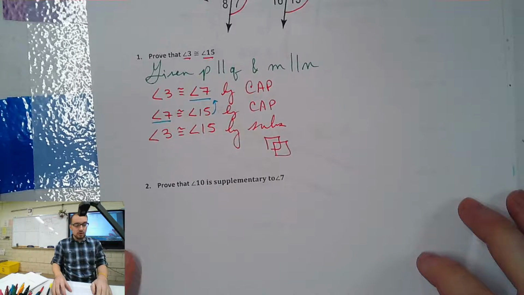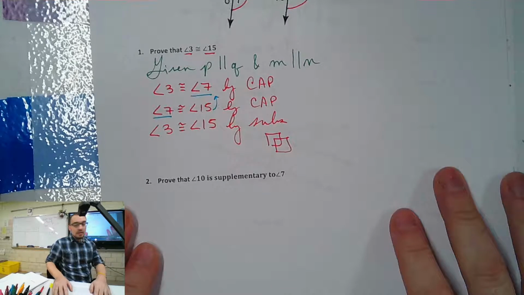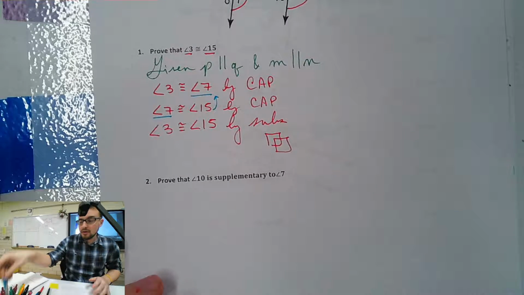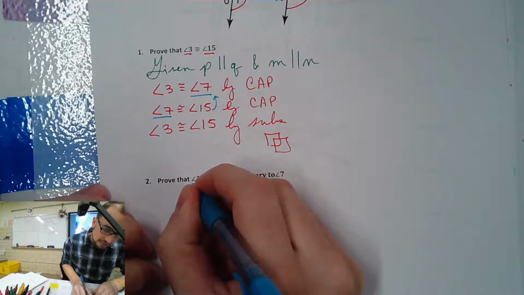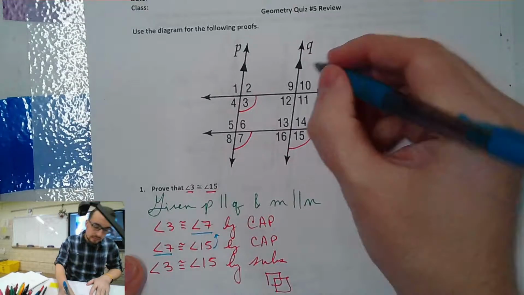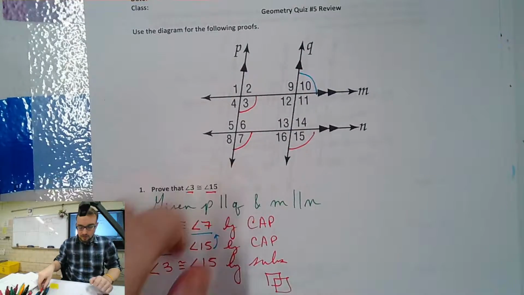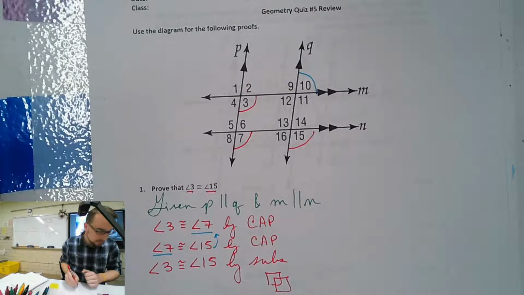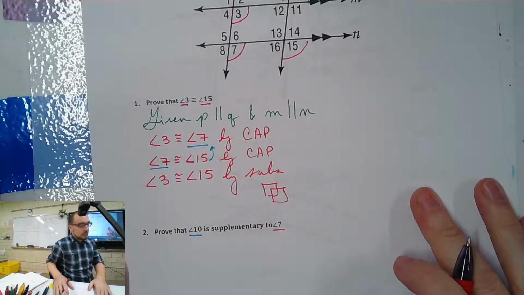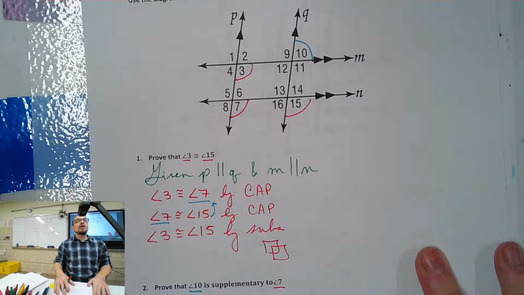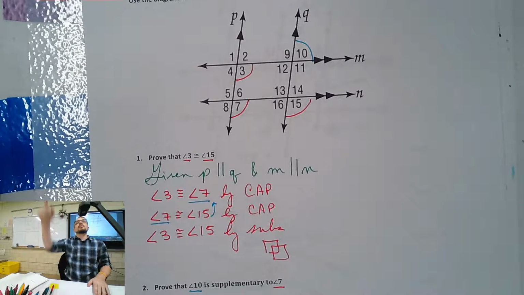2. Prove that angle 10 is supplementary to angle 7. So they're not going to be congruent. Angle 10 we'll do in blue. And 7 is already red. So we need to prove they're supplementary. How are we going to do that? 10 and 11.